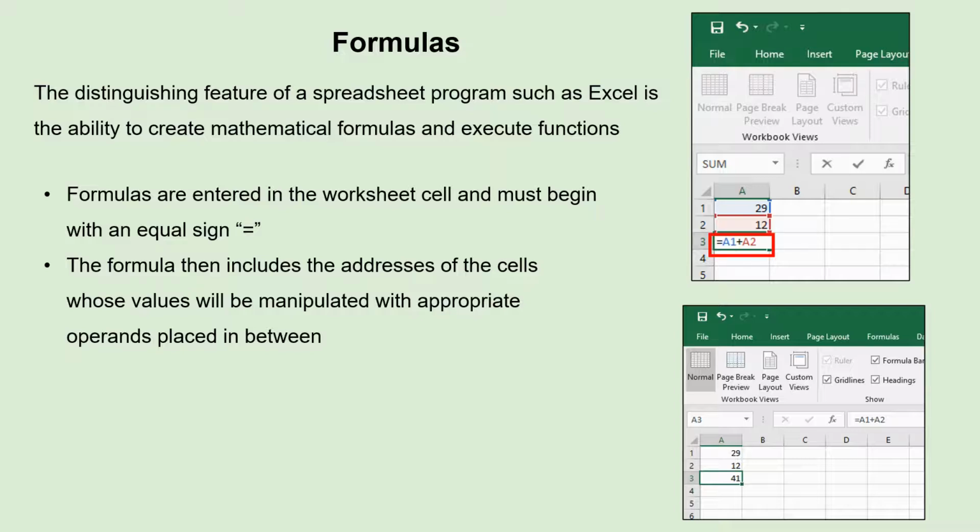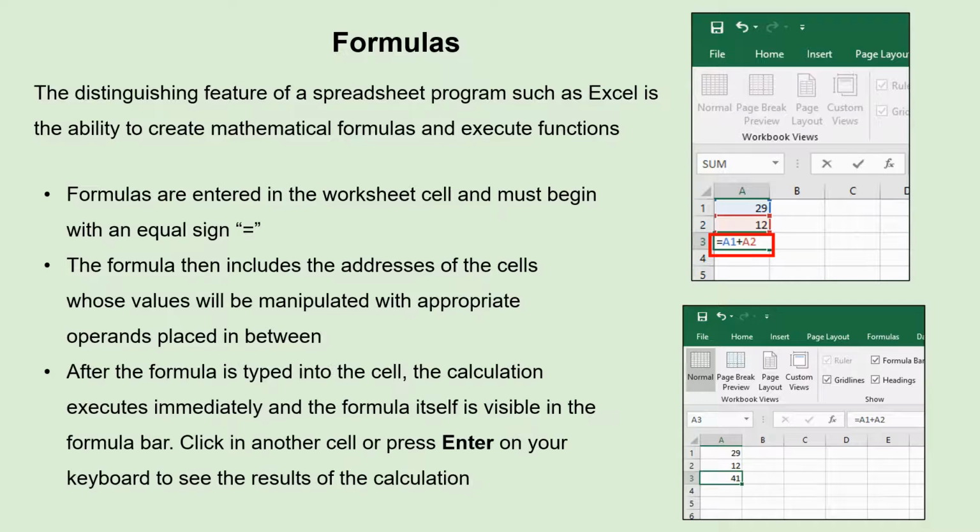As you can see, here we wanted to add cell A1 and cell A2, so you would click an equal sign, type cell A1, add a plus, type cell A2, and click Enter. After the formula is typed into the cell, the calculation executes immediately and the formula itself is visible in the formula bar. Click in another cell or press Enter on your keyboard to see the result of the calculation. So here is the formula bar at the top, which shows what formula you typed.